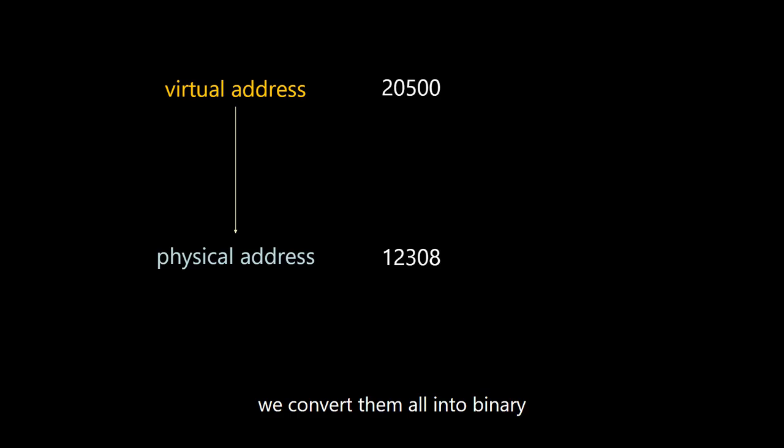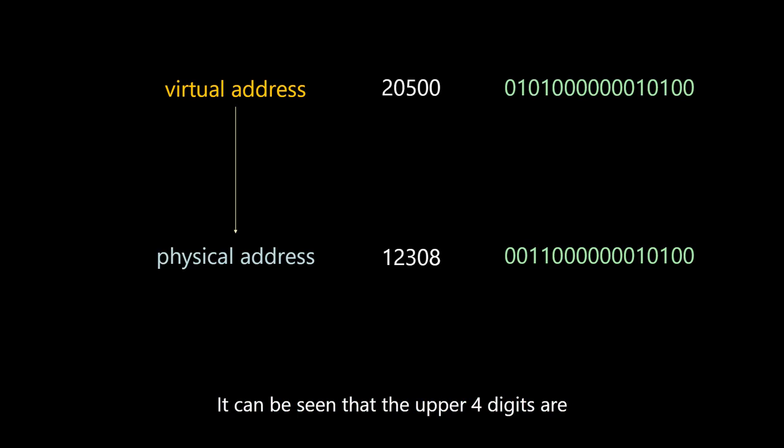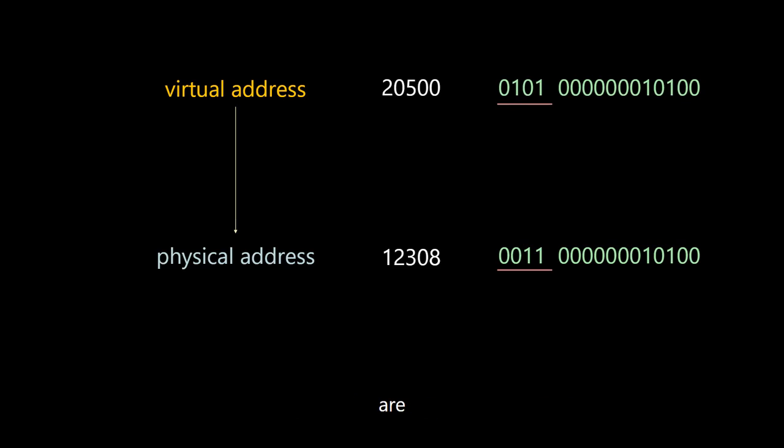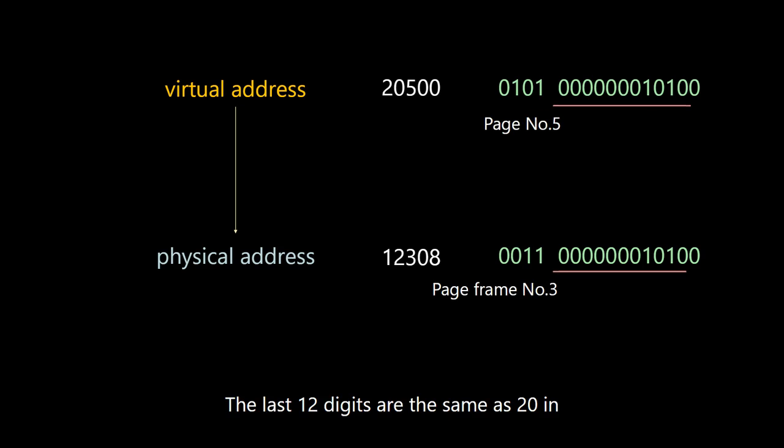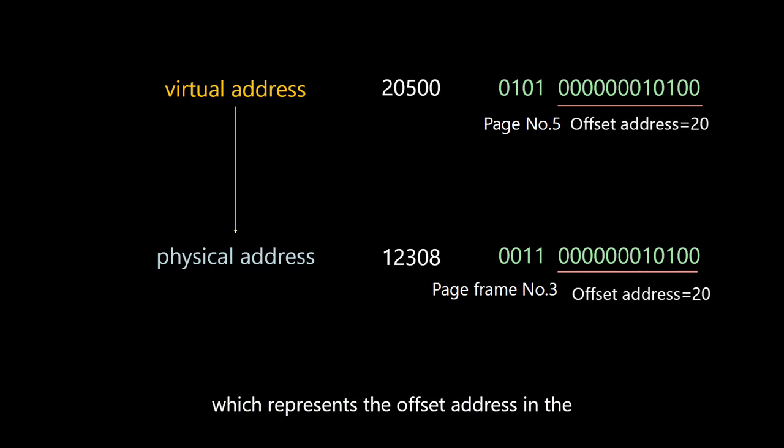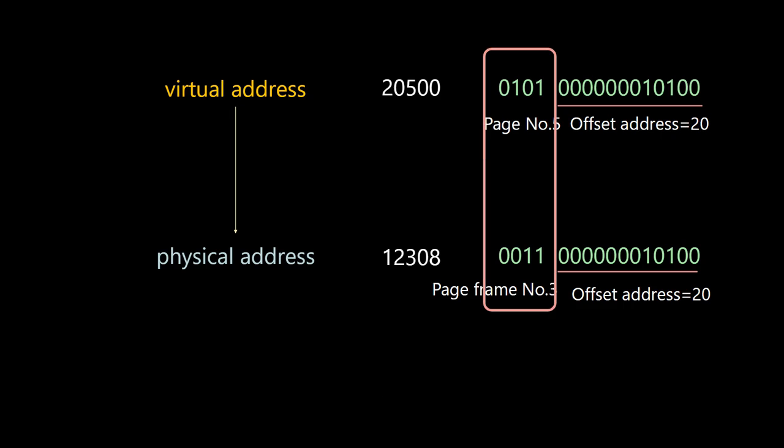Coupled with the offset address in the page, it is the physical address 12308. If we convert them all into binary, it can be seen that the upper 4 digits are 5 and 3 in decimal, corresponding to the number of the page and the number of the page frame respectively. The last 12 digits are the same as 20 in decimal, which represents the offset address in the page. Therefore, the MMU only needs to convert the upper 4 bits, and the offset address remains unchanged, and it becomes the physical address. This is the benefit of using binary.